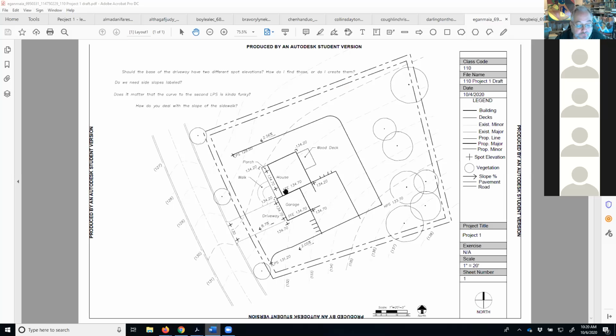Should the base of the driveway have two different spot elevations? I bet you know the answer to that by now. Yeah, I feel like a lot of my questions have been answered. That's why we do this group stuff. How do I find these? I bet you know the answer to that too. Do we need to label the side slopes? Do we need side slope labels?